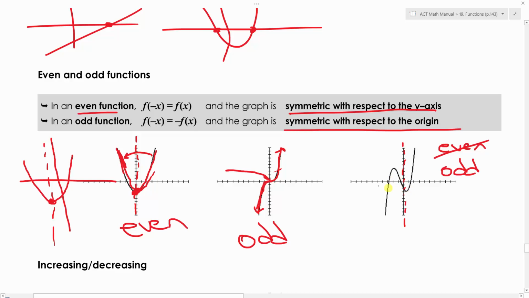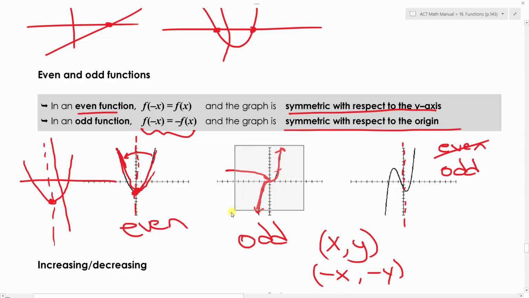So I'm actually not going to do that right here. I'm going to use the definition of an odd function. The definition of an odd function says that if you have a point (x, y) on the graph, then the point (negative x, negative y) must also be on that graph.